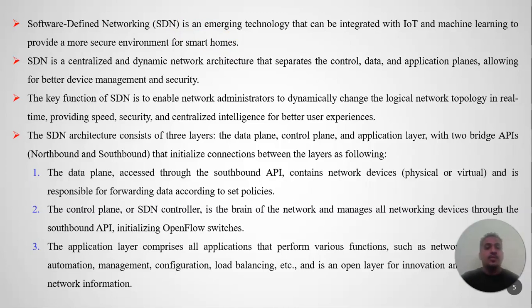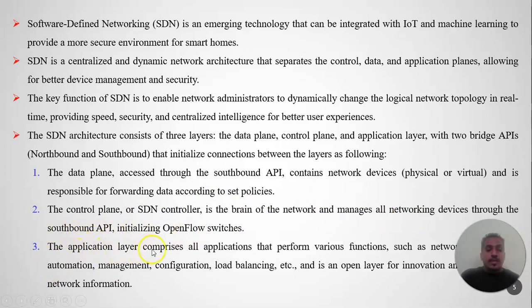The SDN architecture consists of 3 layers: data plane, control plane, and application layer, with 2 APIs, northbound and southbound, that initiate the connection between the layers. The data plane is accessed through the southbound API. It consists of network devices, physical or virtual, and is responsible for forwarding data according to set policies. The control plane, the controller, is the brain of the network and manages all the network devices through the southbound API, initializing the OpenFlow switch.